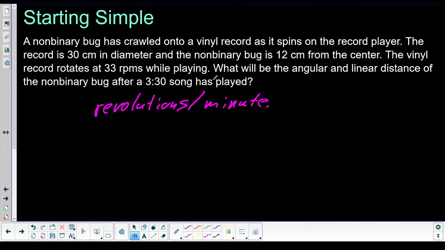So a revolution is a full all the way around. What is the angular and linear distance of the non-binary bug after a 3 minute and 30-second song has played? So we want to know how far the bug is going to go. So let's draw a picture so we know what we're looking at.